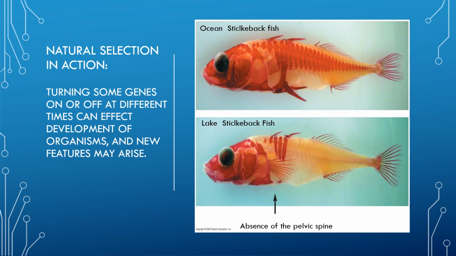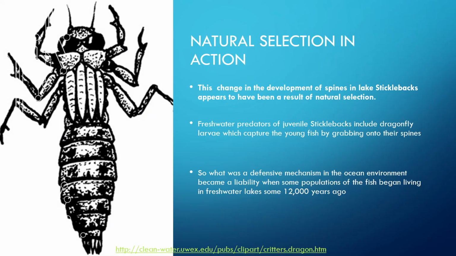Dragonfly larvae are voracious predators, and they'll eat things that are even larger than themselves as long as they can get a hold of them. And so what was actually a beneficial adaptation in the ocean became a liability in the lake environment. And so this is a picture here of a dragonfly larva, and this loss of the pelvic spine on the sticklebacks happened over just some 12,000 years, which is a very rapid event in evolutionary history.